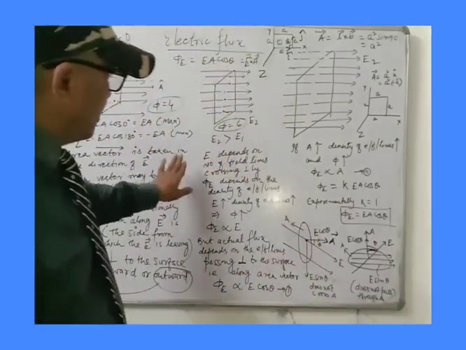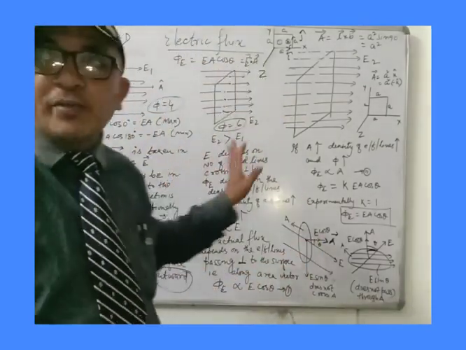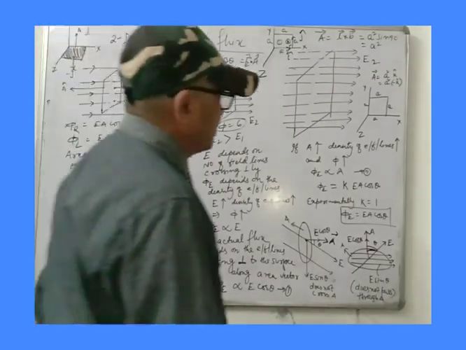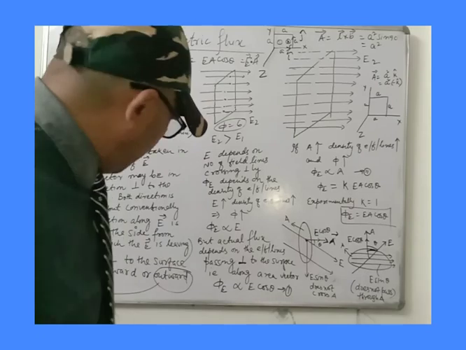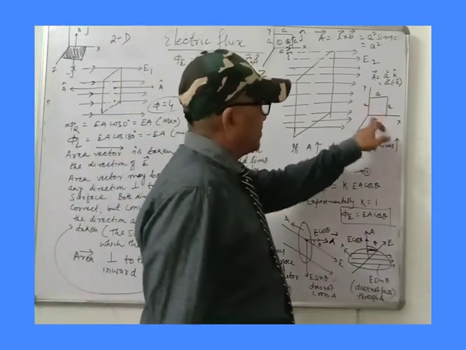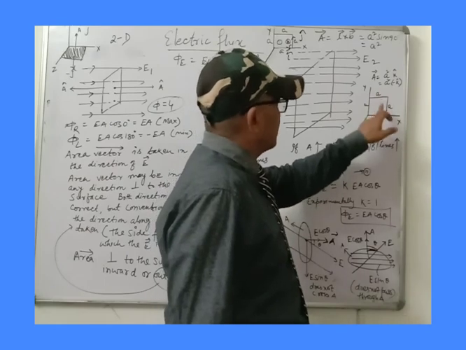So let us end here. Now we will go to numericals, some questions on electric flux. Okay, let me make you understand one more thing. Here, this is a square.